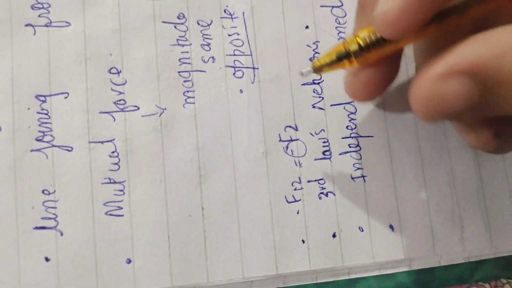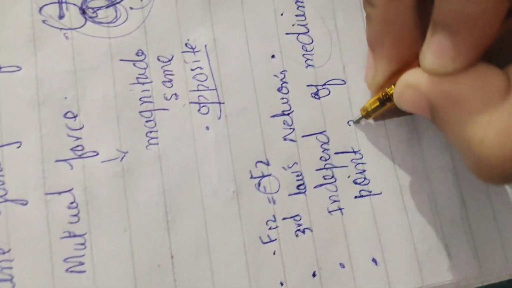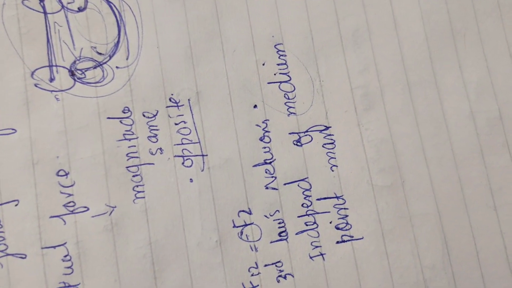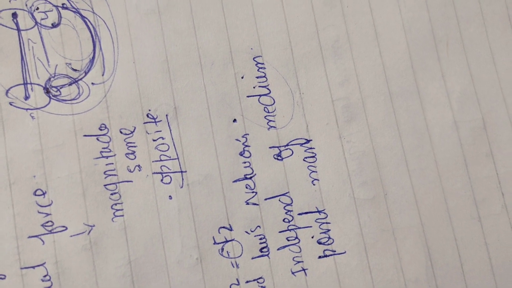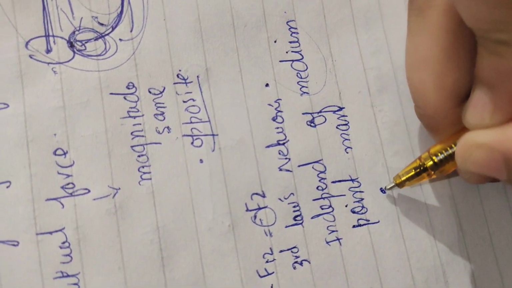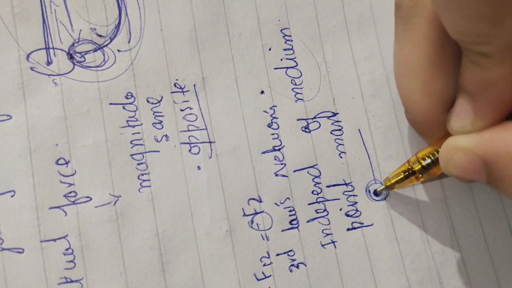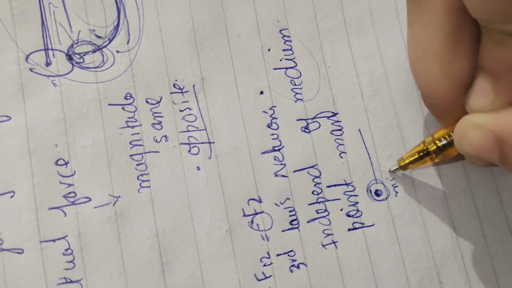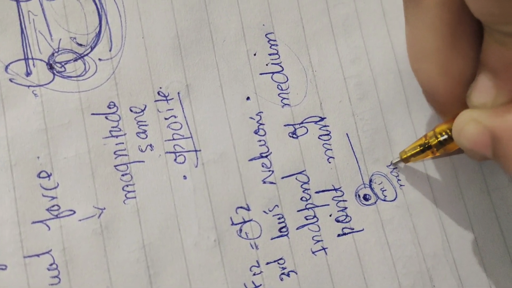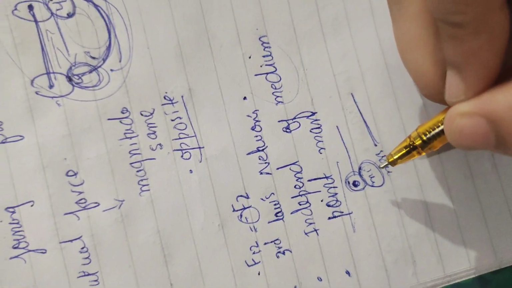Now we have another point, that is point masses. This is applicable to point mass. Now the question arises, what is a point mass? So a point mass is a point whose physical size is small, but the distance is large. The physical size of this mass 1 is small, but the distance is long. That is known as a point mass.